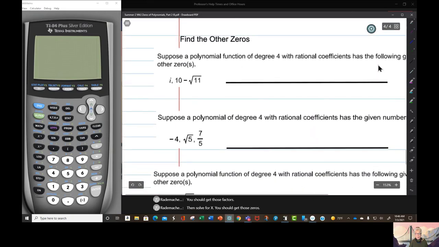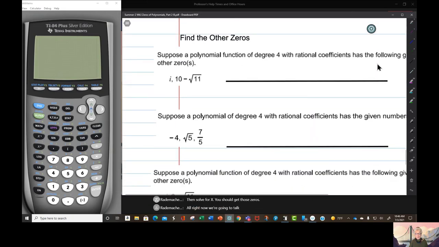All right, now we're going to talk about the other zeros. We're going to be given zeros. Now, yeah, you have to memorize some stuff.